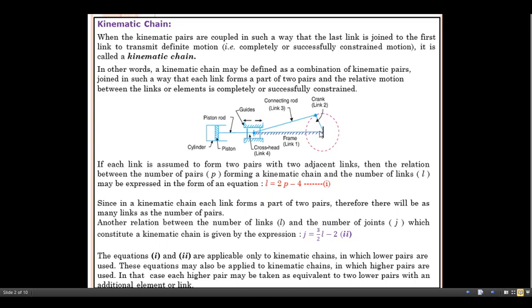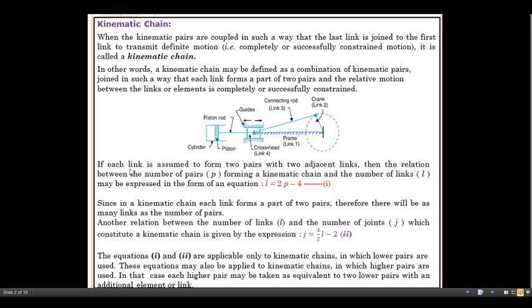In such a way that each link, if you focus on this link, forms a part of two pairs. So one pair is here, the other pair is here. If you consider this one, this link forms a part of two pairs, the pair formed by this link with this one and this link with this one. So this is known as a kinematic chain.